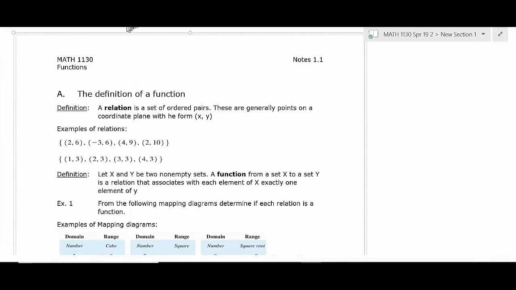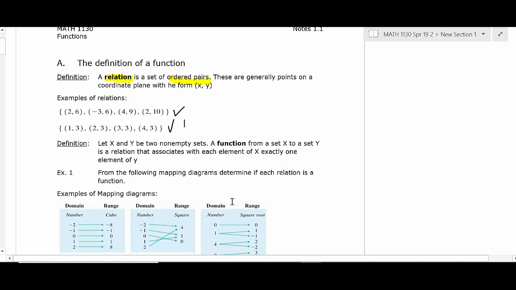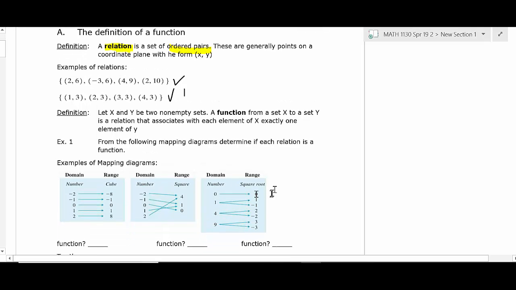So let me just go over some of these definitions. A relation just means that you have a set of ordered pairs. Ordered pairs are points, okay? So these would be two examples of relations. You just have a set of points. Now, a relation can be a function. A function is a special relation. We're going to talk about functions all semester, so we want to be sure that we're clear on what a function is. That's the first thing, all right?